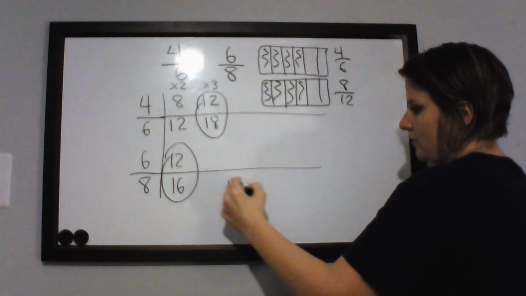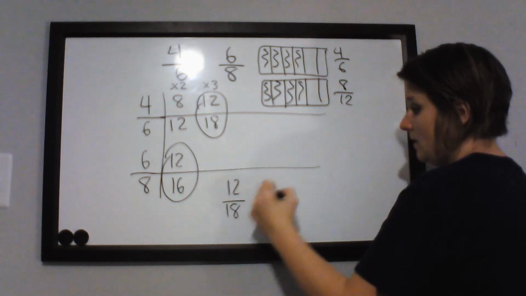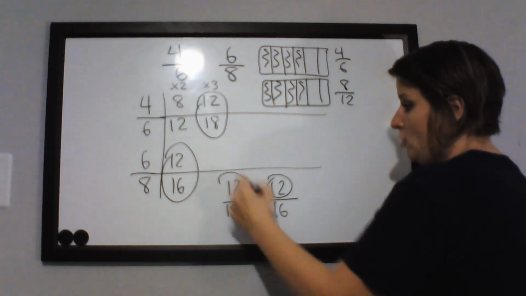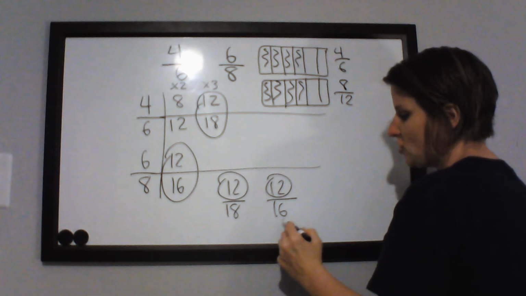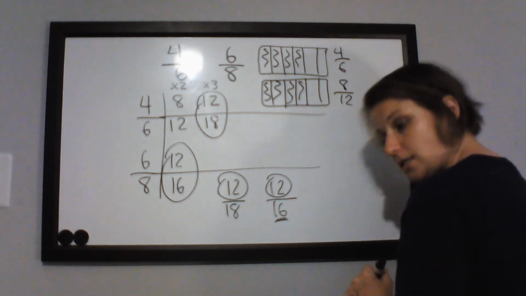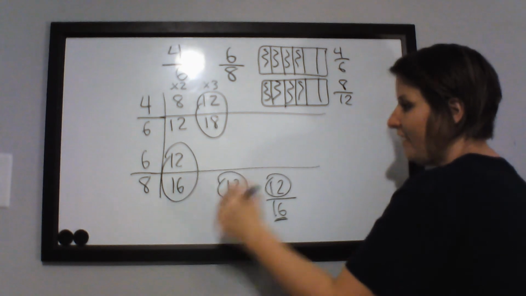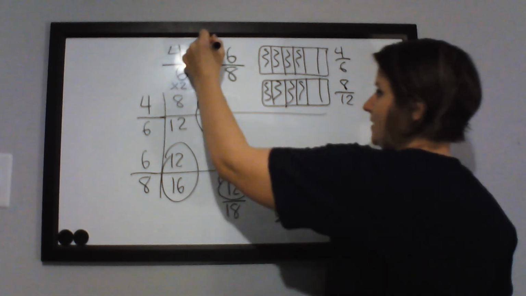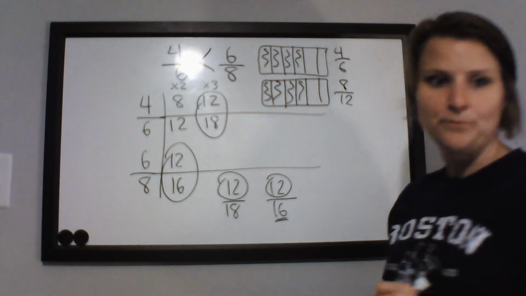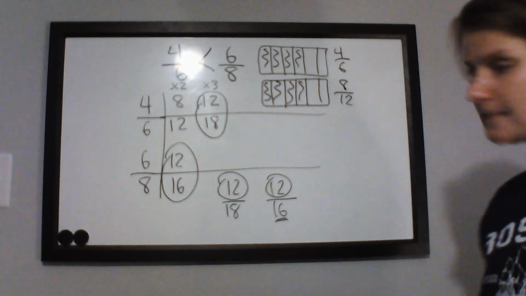I am now comparing 12/18ths and 12/16ths. Well, if I know the same numerator rule, then I know the smaller number has the bigger pieces. So 12/16ths is bigger than 12/18ths. That makes 6/8 greater than 4/6. Okay, so does that make sense?